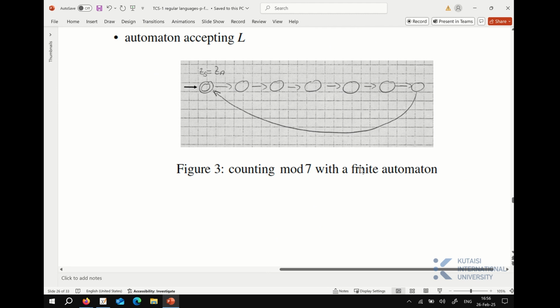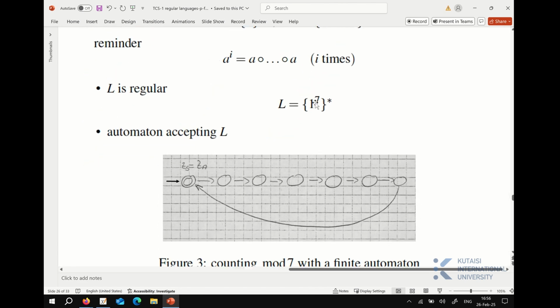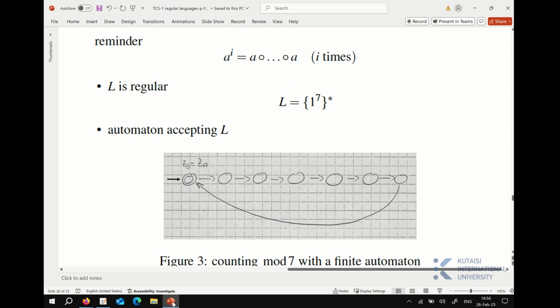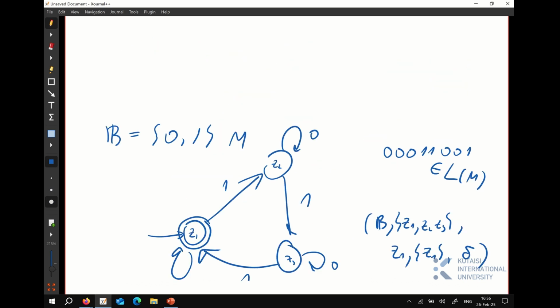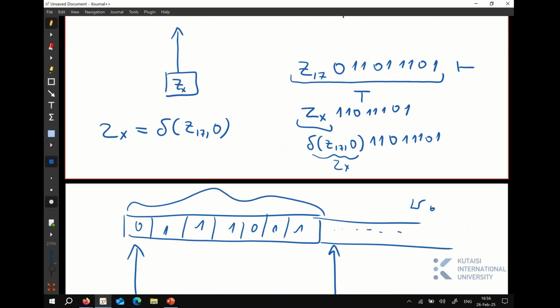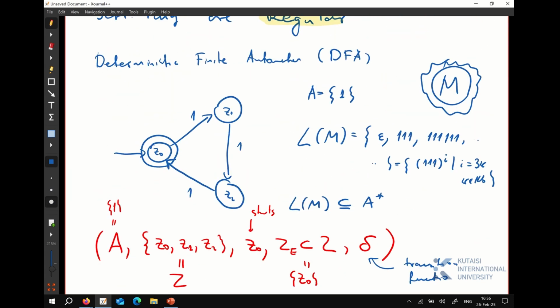Okay, let's look at this machine here. What language does this accept? This is exactly the same thing as we had in mode 3. This is mode 7. Let's go back here and let me show you. We'll be done in like 5 minutes. So let's go back to our machine here. See? This machine here.